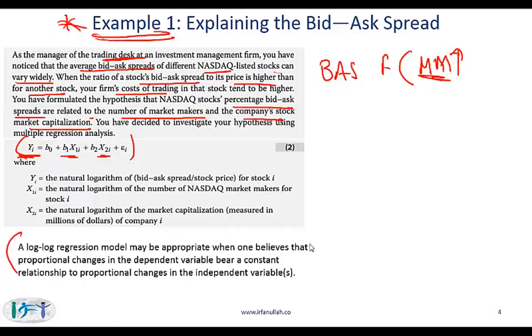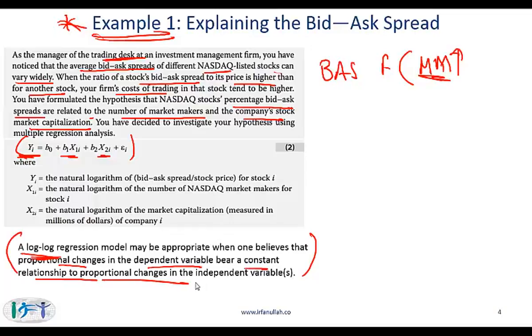And in case you are confused about what to do when, the hint is given in the excerpt over here. And I've actually taken an excerpt from the example. I've not reproduced the whole example. A log-log regression model is where you are taking the independent variables, such as market makers and market cap, and taking the log of that. And the dependent variable, you are also taking the log over there. That's called a log-log. A log-log regression model may be appropriate when one believes that the proportional changes in the dependent variable bear a constant relationship to the proportional changes in the independent variables.